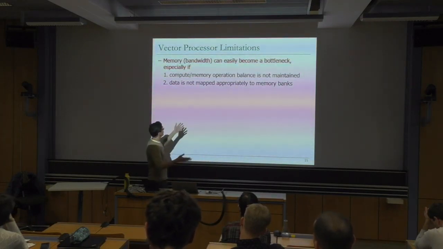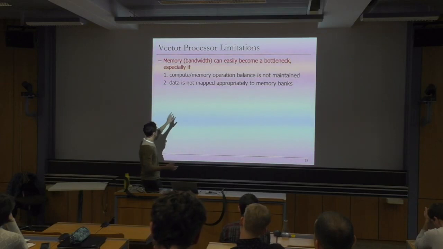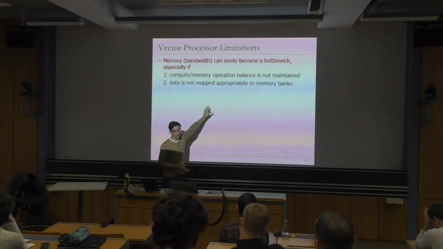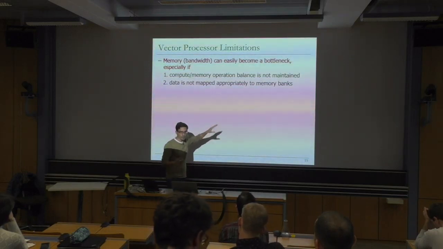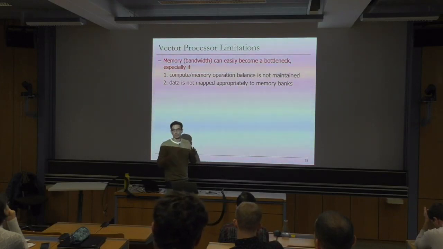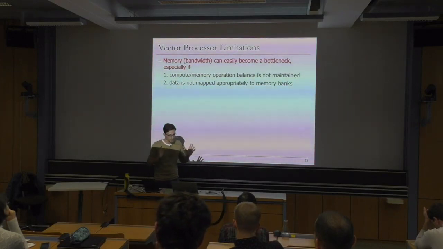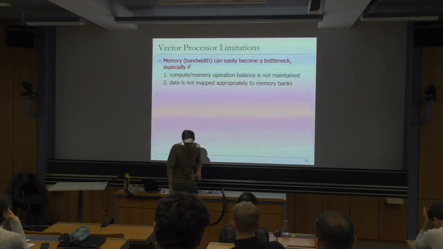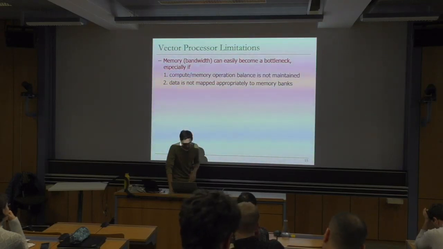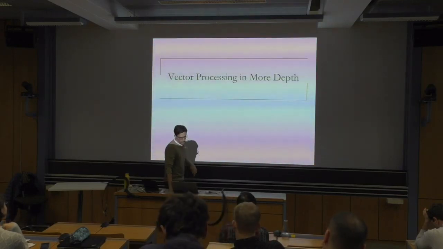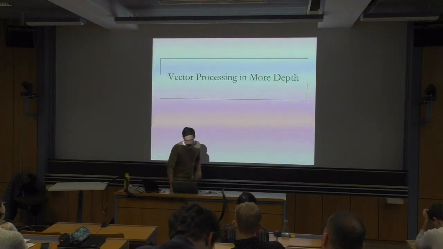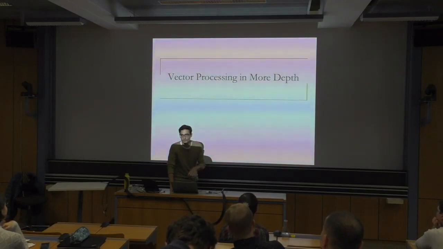Well, we were talking about this compute and memory operation balance, but also the fact that we need to make sure that, at least, we do our part, our share: let's try to make the memory access efficient by mapping data appropriately to the memory banks. We will talk about the memory banks right now. Okay, vector processing in more depth. Any questions so far? Is everything clear?